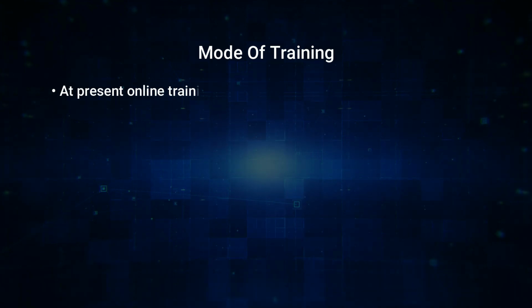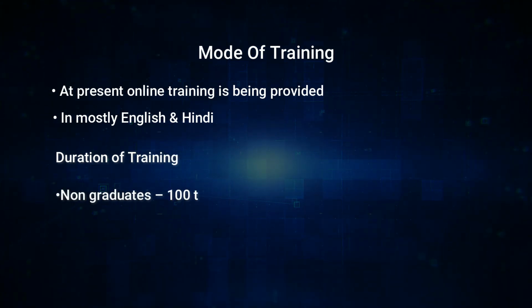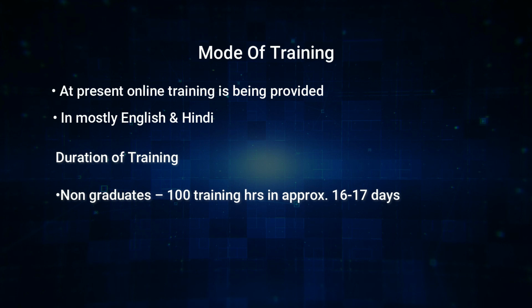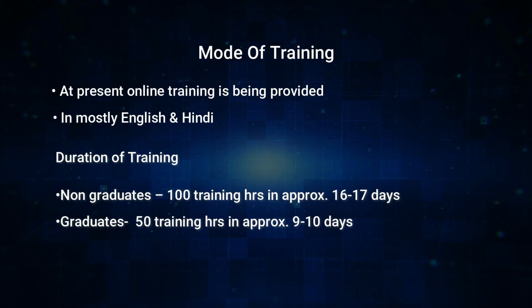Mode of training. At present, training is imparted in online mode via Zoom or Google Meet. Hence, you can attend the classes from any location. Of course, you need a smartphone or a desktop or a laptop at your disposal. Language. Training will be imparted preferably in English and Hindi. Duration of the training. 100 hours of training will be completed in 16 to 70 days and 50 hours training in 8 to 9 days, depending on the training hours per day. Attendance is mandatory as each session is recorded.